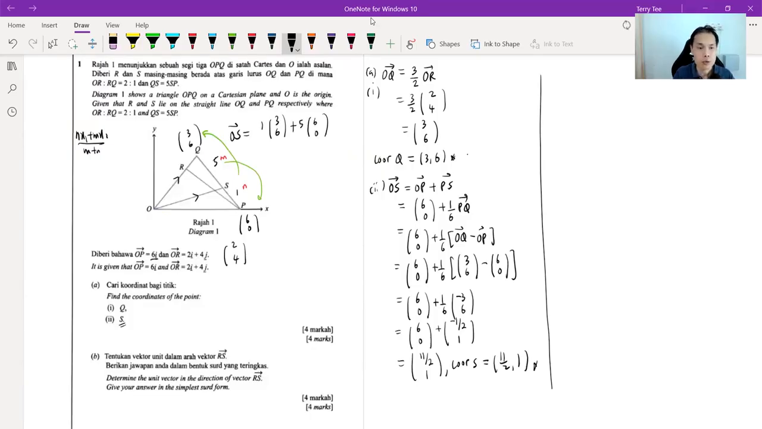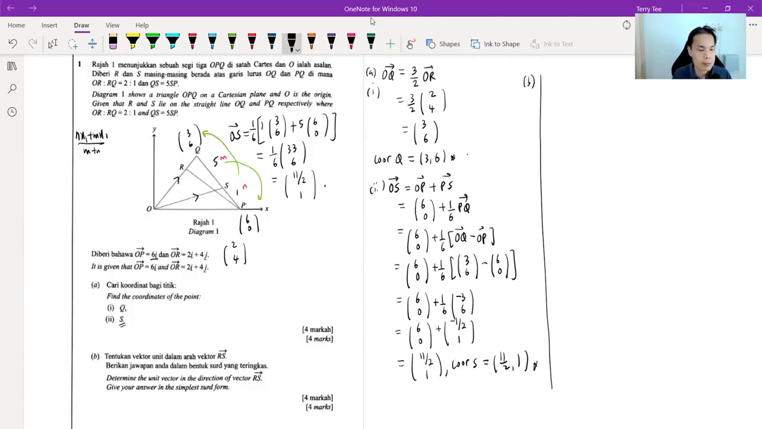You divide by your total ratio. Your total ratio is 1 plus 5, which is 6. But normally we don't write divide by 6. We multiply with 1 over 6. So as you simplify this, this is 1 over 6 times (33, 6). When you multiply inside, 33 divided by 6 is 11 over 2. 6 divided by 6 is 1. Notice it's a lot shorter, right? I can get it in three lines, 3 steps. Okay, so that is part A.